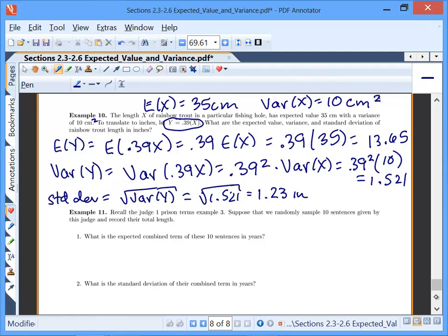So for our next example, remember that we have our judge one prison terms example. Okay, in example 3, suppose that we randomly sample 10 sentences given by this judge and record their total length. So will you look back to example 3 and let us know what the expected length was? It was 2.25, and I'm pretty sure we found the variance at some point. What was the variance?